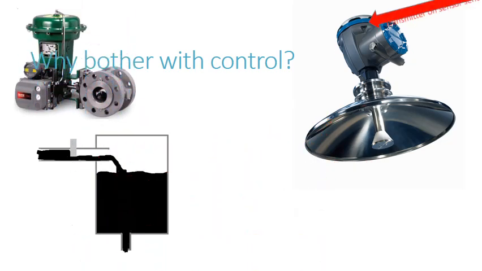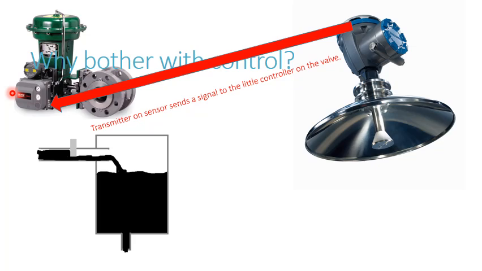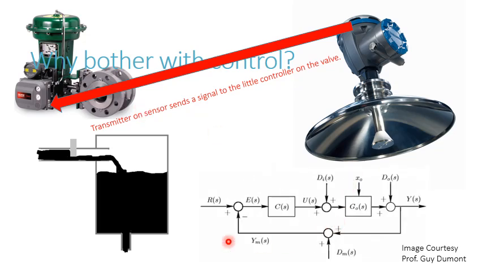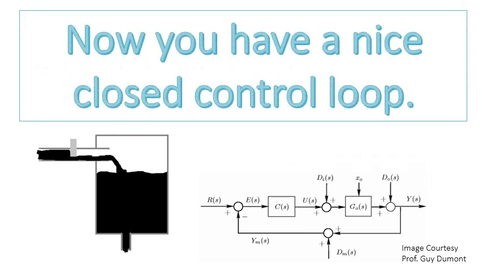So where does the signal go? The signal goes to this little controller that happens to be located right on the valve, and that controls the actuator and controls the valve. Now, as you can see, you might be familiar with this diagram from your entry-level control text. That sensor and that valve form a closed loop. This is the so-called closed loop control.